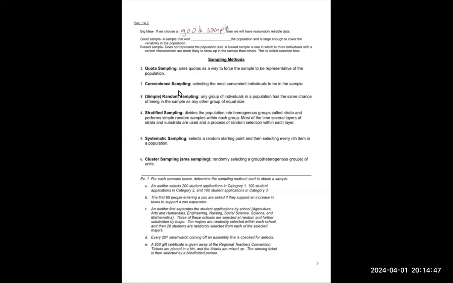Okay, and then it goes deeper: what is a good sample? Well, a good sample is one that well represents the population and is large enough to cover the variability in the population. So, I mean, the differences within the individuals in the population.